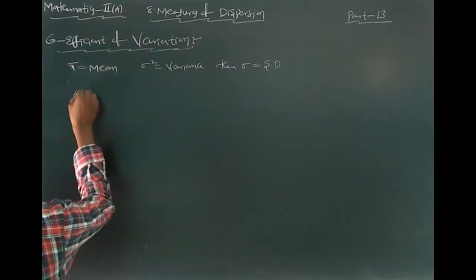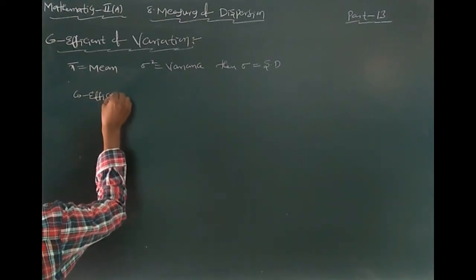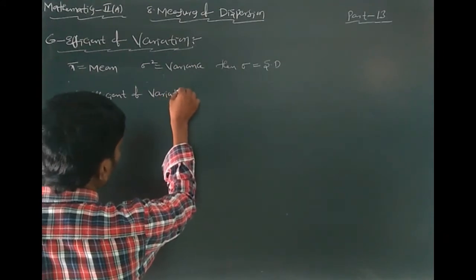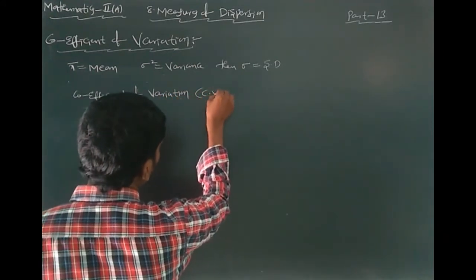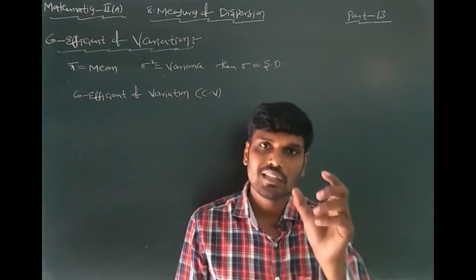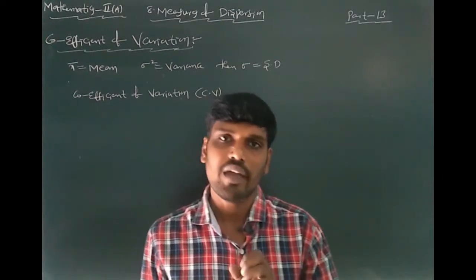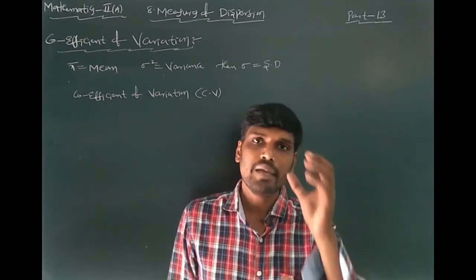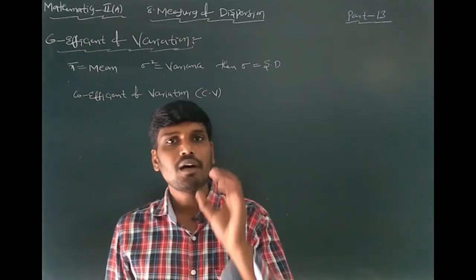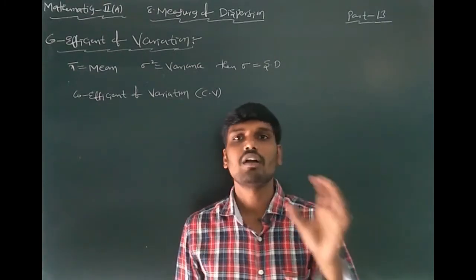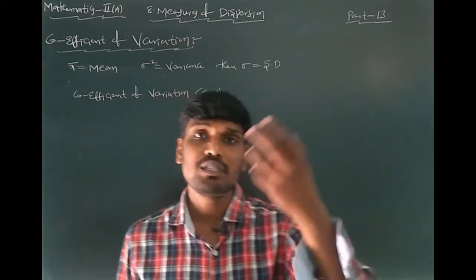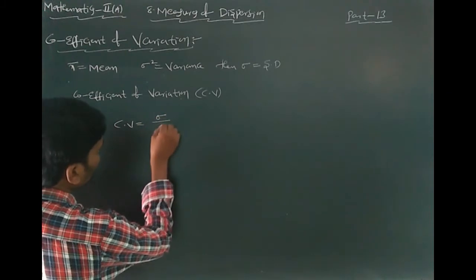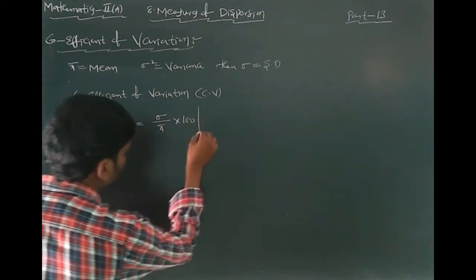Then the coefficient of variation is denoted with CV. C is coefficient, V is variation. If for any grouped or ungrouped data the mean is x bar, the variance is sigma square, and the standard deviation is sigma, then the coefficient of variation CV is equal to sigma by x bar into 100.